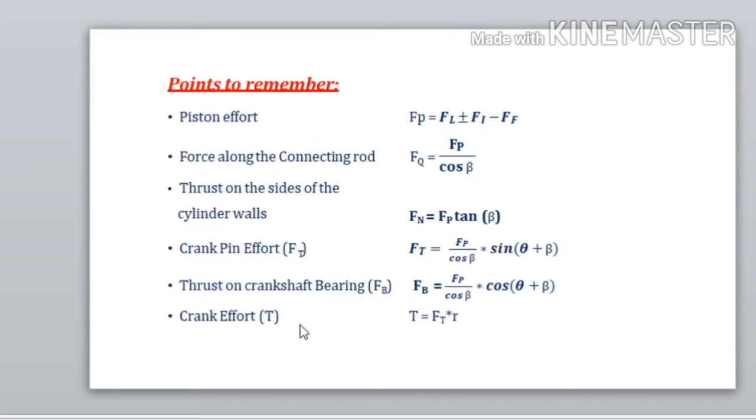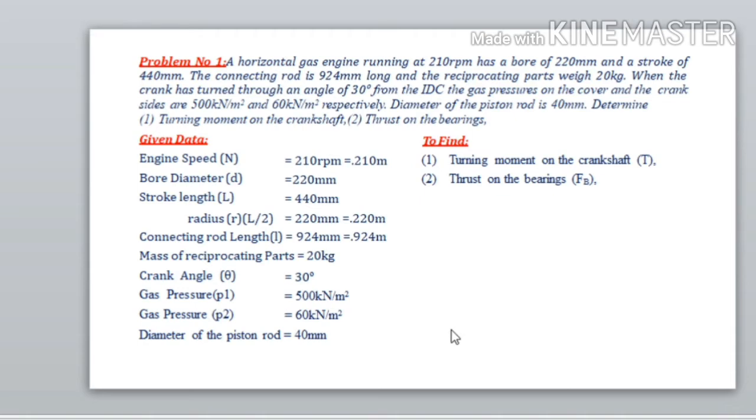Points to be remembered before solving all these numericals: Fp equal to Fl plus minus Fi minus Ff. Fq equal to Fp upon cos beta. Thrust on the sides of the cylinder wall Fn equal to Fp tan beta. Crank pin effort Ft equal to Fp upon cos beta multiplied by sin theta plus beta. Fb equal to Fp upon cos beta multiplied by cos theta plus beta, and the crank effort T equal to Ft multiplied by R. So now let's start.